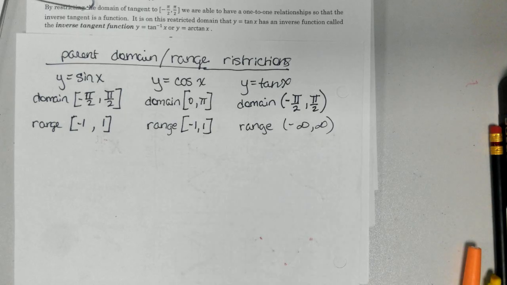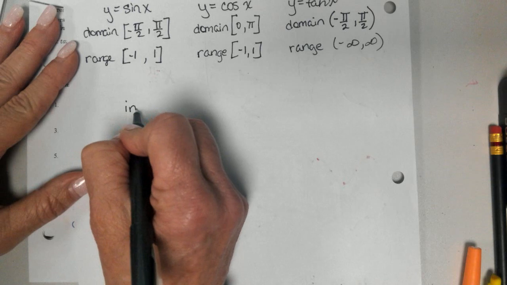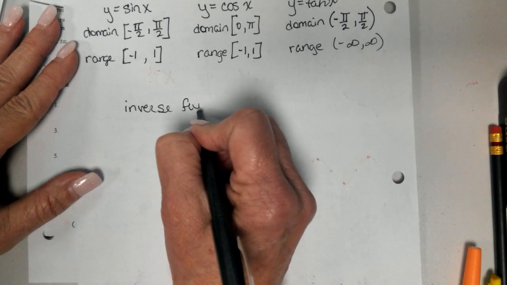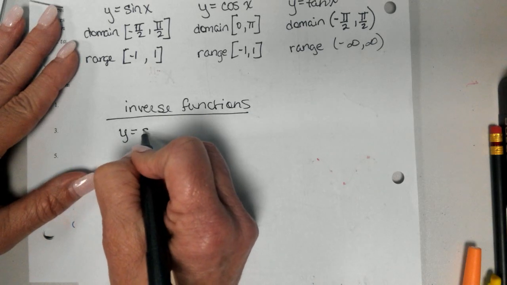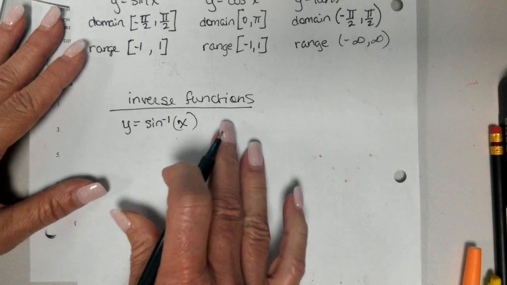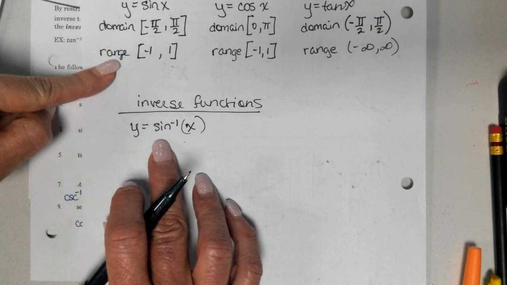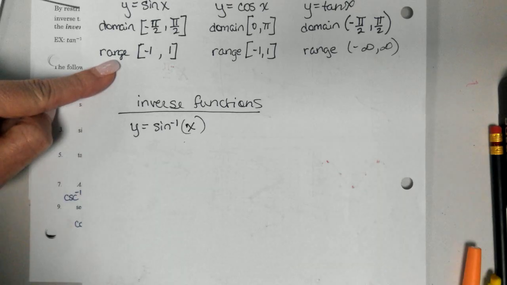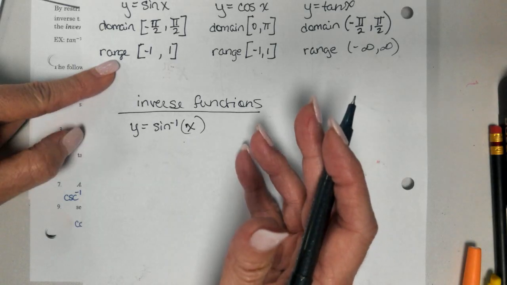So now, when I graph my inverse functions, y equals inverse sine of x. My domain is my range of my original. Because remember, to graph an inverse, you flip the x and the y. You just interchange them and graph it, and it will reflect across the graph of y equals x.